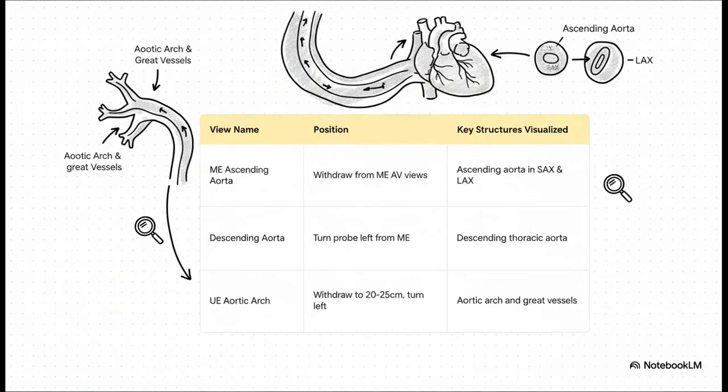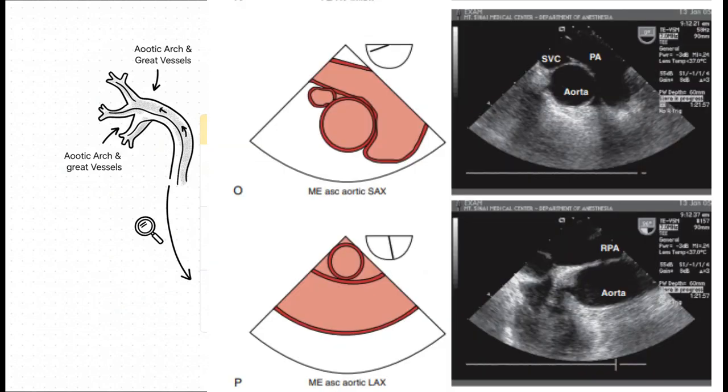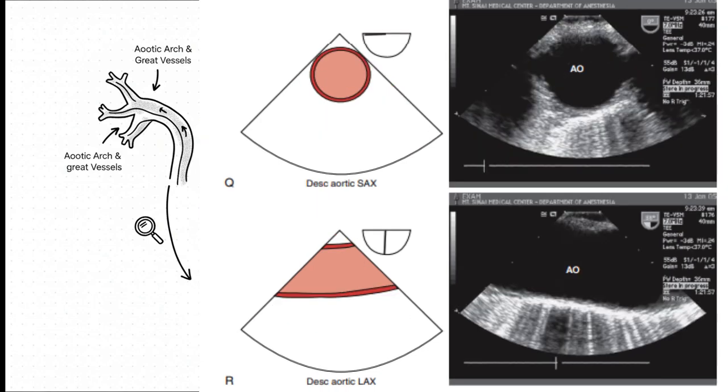And of course, no exam is complete without a thorough evaluation of the aorta. By withdrawing the probe just slightly from the mid-esophageal position, we can get beautiful short and long axis views of the ascending aorta. Then, by turning the entire probe to the patient's left, we can scan all the way down the descending thoracic aorta, looking for plaque or dissection.